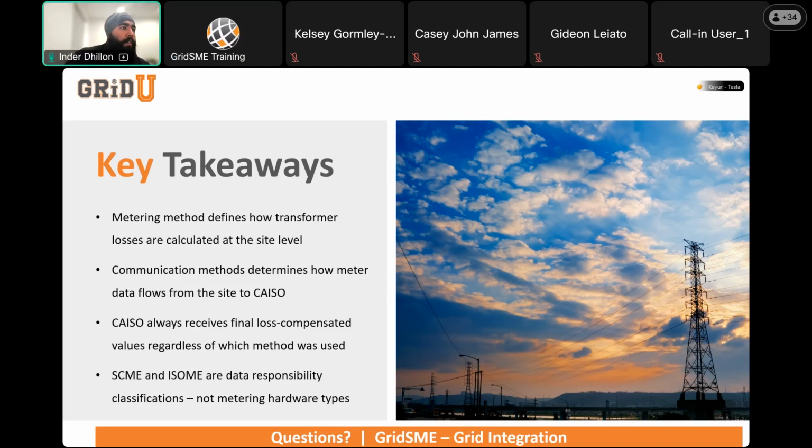I believe they're asking how CalISO applies auxiliary load compensation for BESS systems with integrated aux loads available to read as a data point from the BESS controllers.